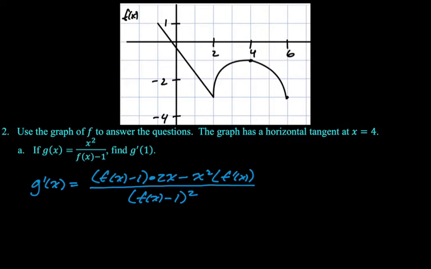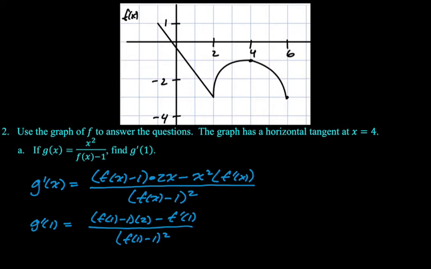All right, so now we're supposed to plug 1 into that because we have to find g prime of 1. So everything just becomes a 1. So we have f of 1 minus 1 times 2 minus, it's really 1 times f prime of 1, and then f of 1 minus 1 quantity squared. We've got to work out these values, though. So I'm going to go to the graph.